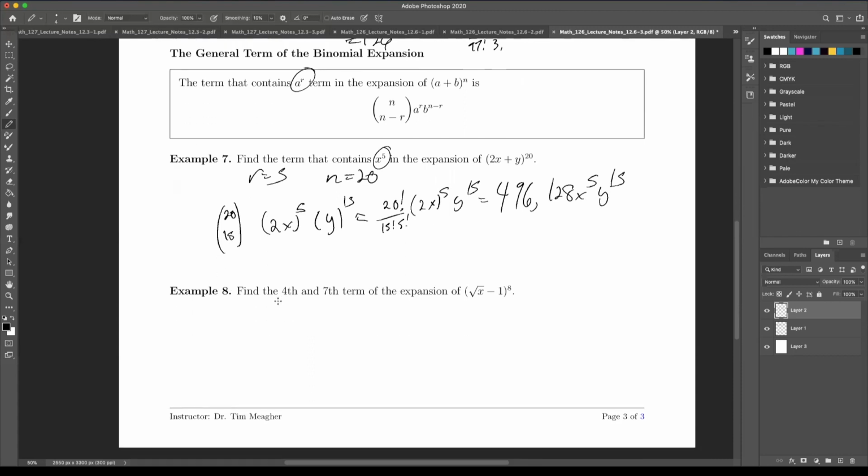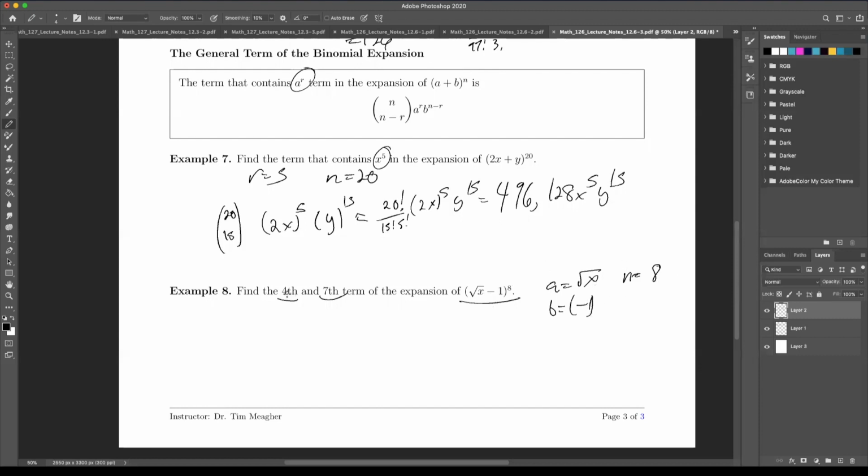All right, so let's talk about if I wanted you to find very specific terms of an expansion. So here we have this expansion. A here is square root of x. B here is -1, right? Remember, we have to make this. Here, our n in this case is 8. So a is the square root of x, b is -1. Remember, if there's a minus sign, plug it into b.